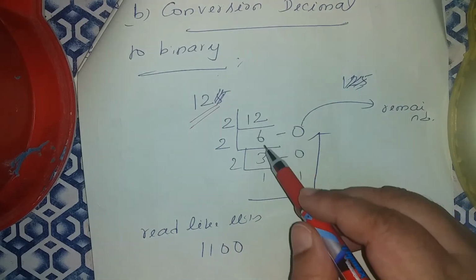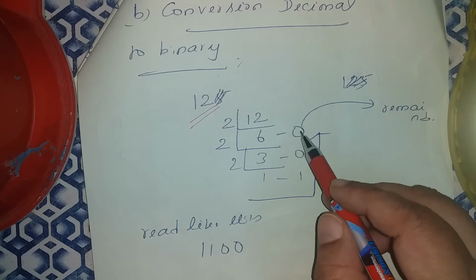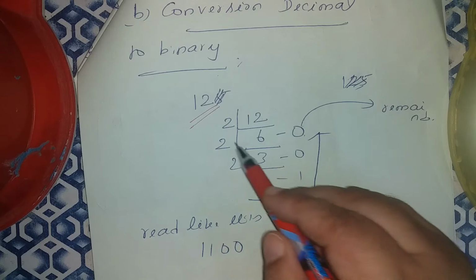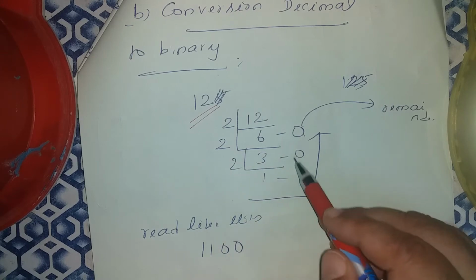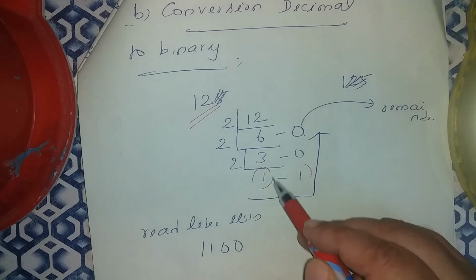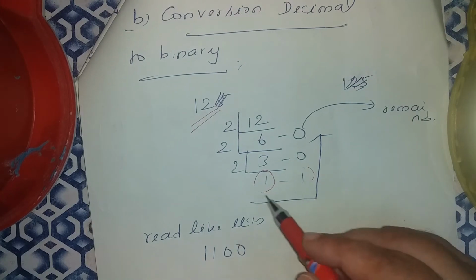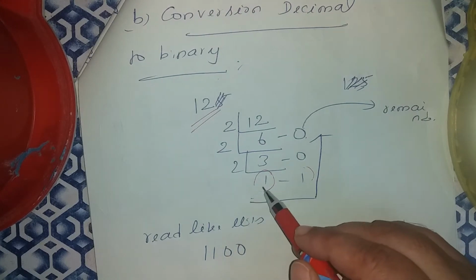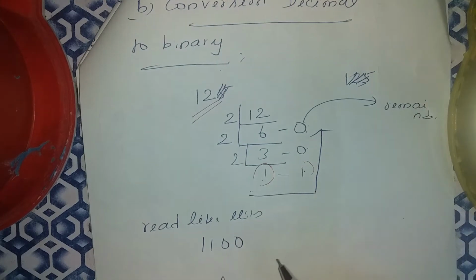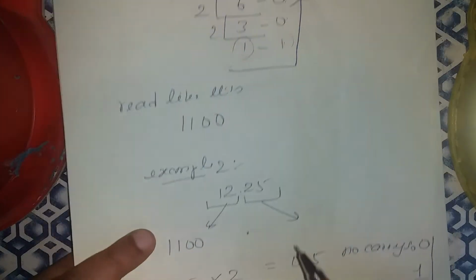First divide by 2. So 6 comes, and 0 is the remainder, because 6 twos are 12. This is the remainder. Again you divide, 3, and again 0 is the remainder. Again you divide, 1 is the remainder and 1 is the quotient. So what is happening? You write the number 1, 1, 0, 0. This is the binary number for you.